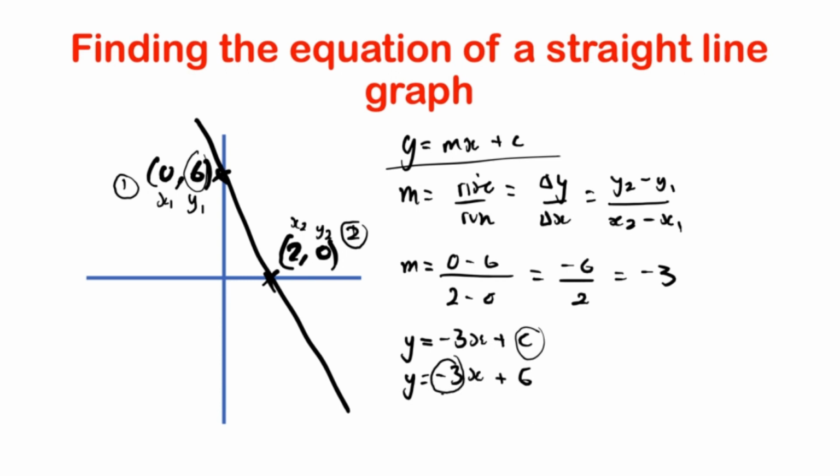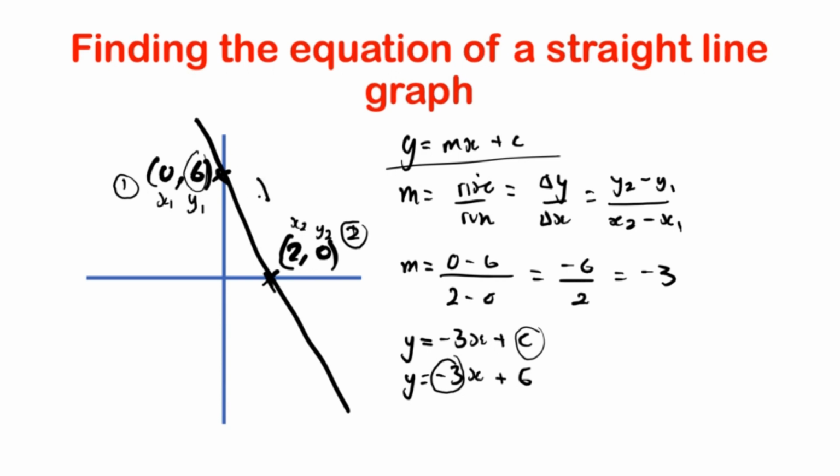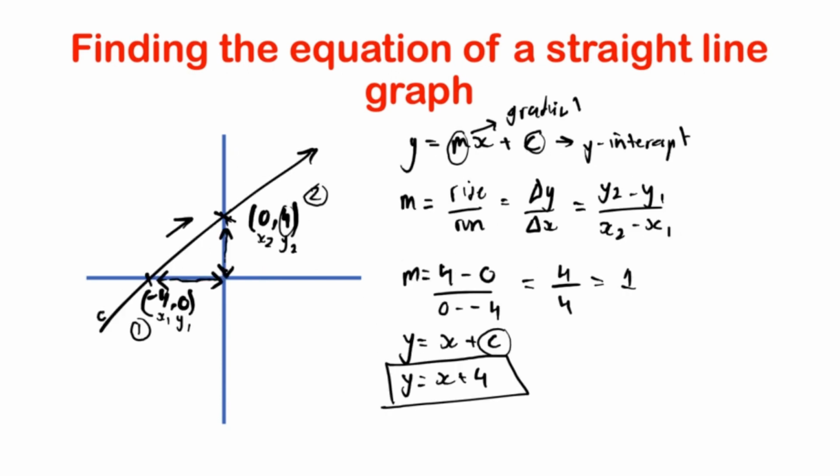Now notice how the gradient is negative. If you compare it with the previous graph, the graph is going upwards. If you look from left to right, the graph has an upward slope. The second one here, you're going downwards. Just imagine a bus. Imagine you're on your bus and you're going up the ramp, up the slope. So it should be a positive gradient.